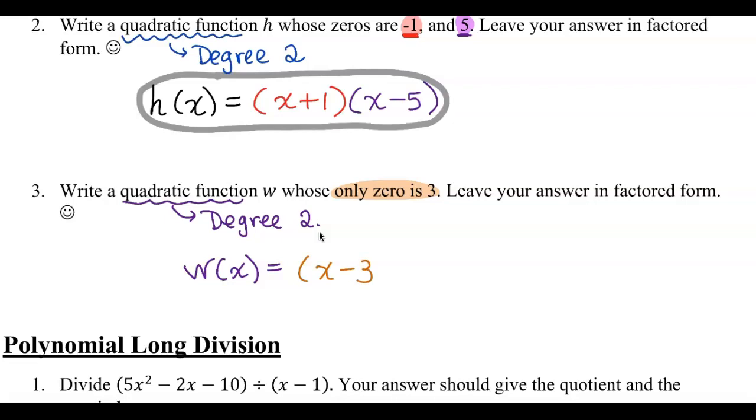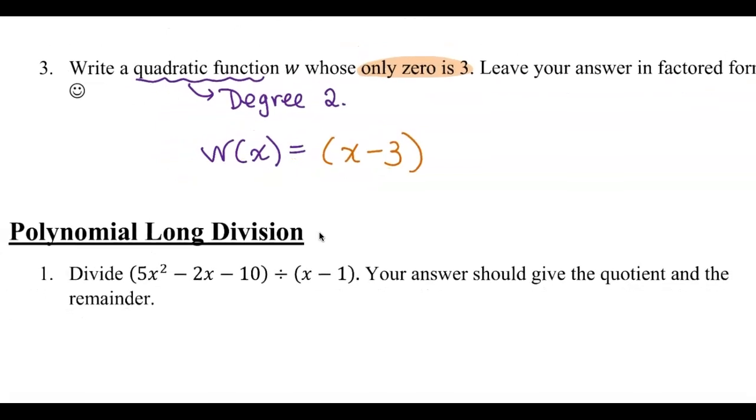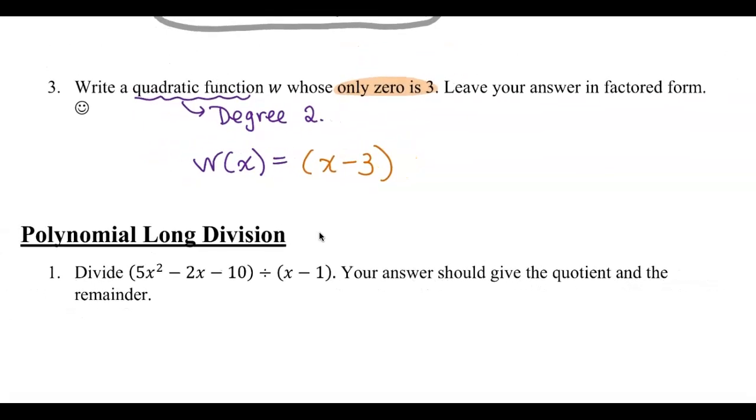But if I do that, this is not a quadratic. This is only a linear function. So what can I do to make it a quadratic, but without adding any other zeros? The only way to do that is to play with the multiplicity. So how about we say 3 has multiplicity 2, and by putting a square right here, I made this w into a quadratic function whose only zero is x equals 3.